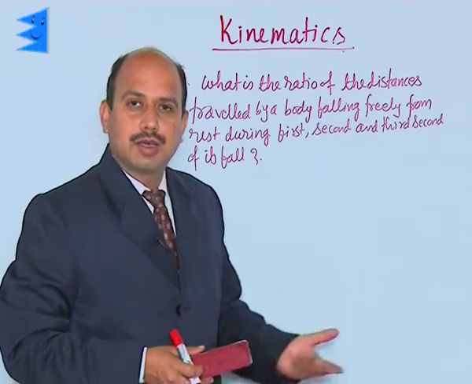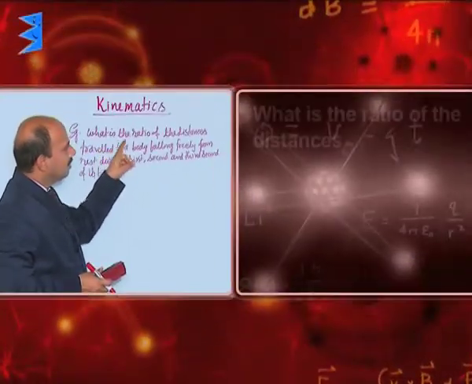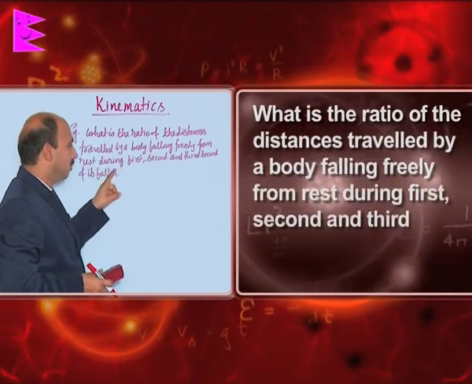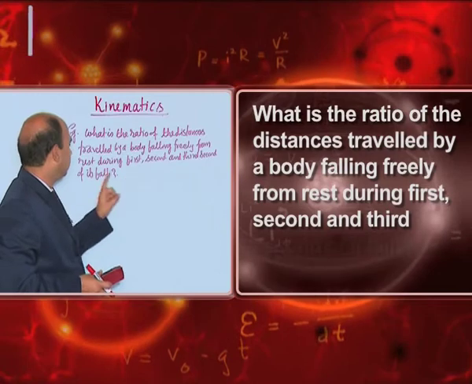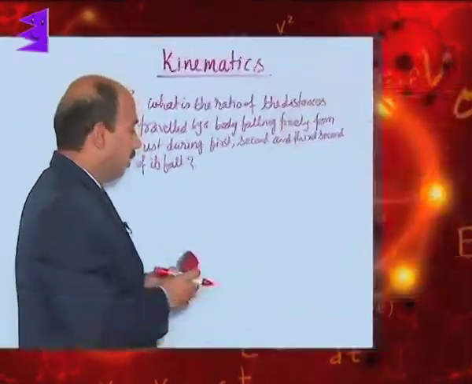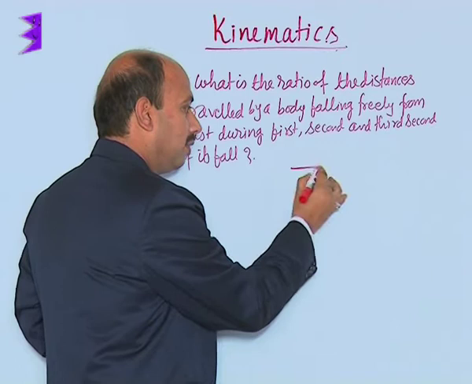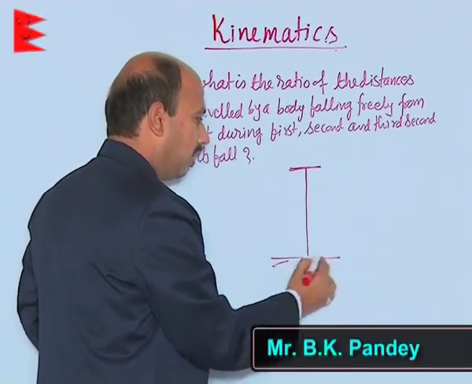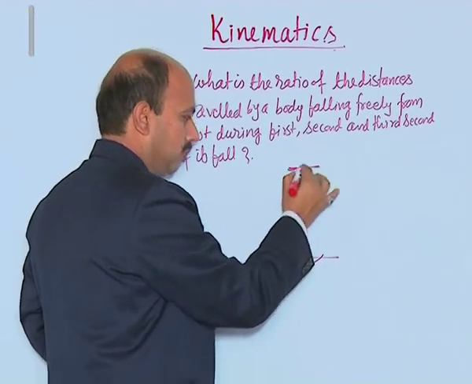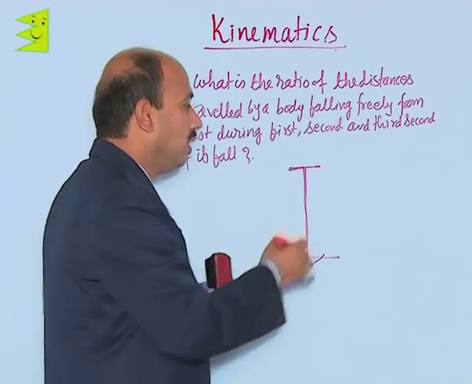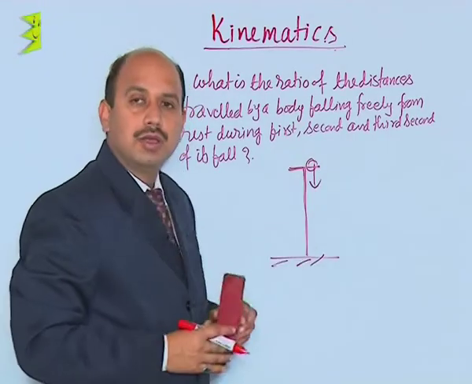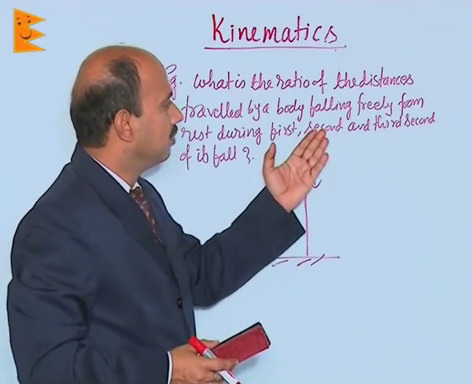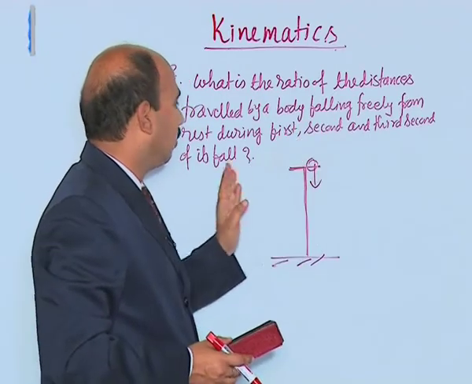Now, see another example. What is the ratio of the distances travelled by a body falling freely from rest during the first, second and third second of its fall? Suppose this is a height, this is the point and this is the ground here, and this height we can take as anything. When the body is falling from this height, you have to calculate the distances travelled in the first, second and third second of its fall.